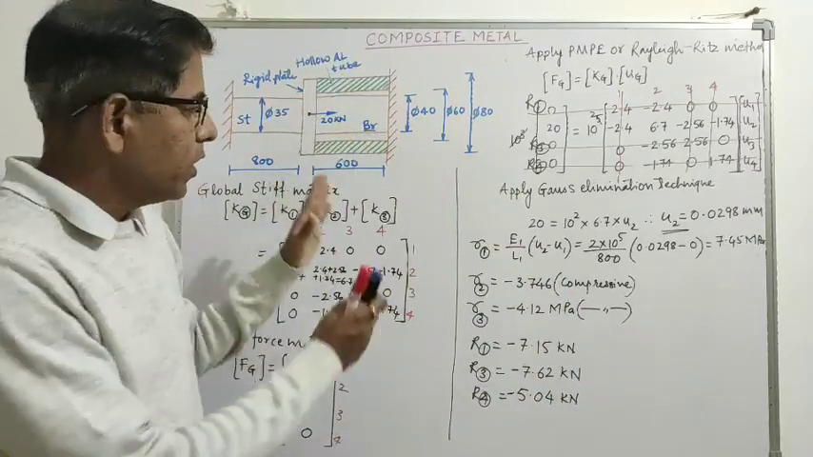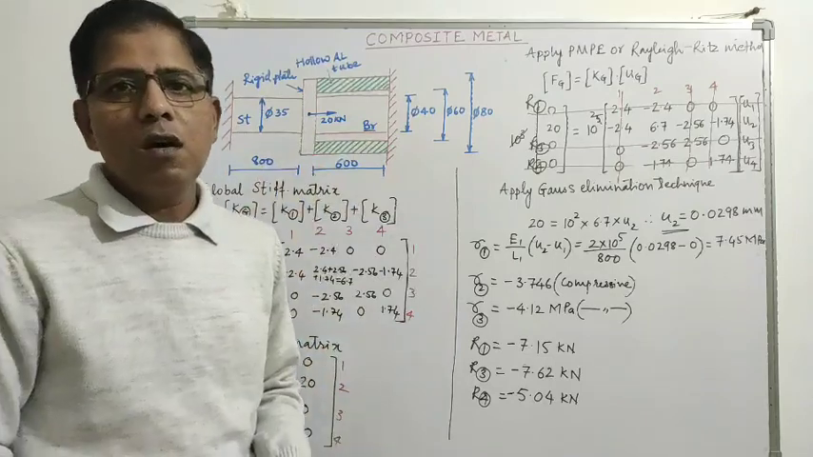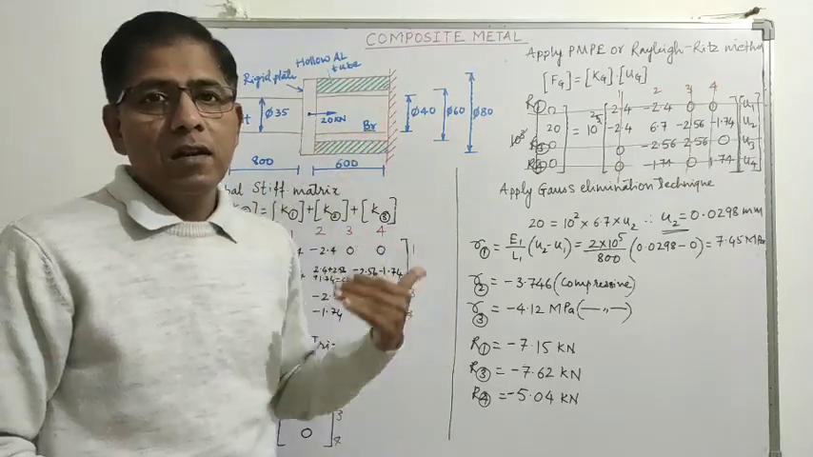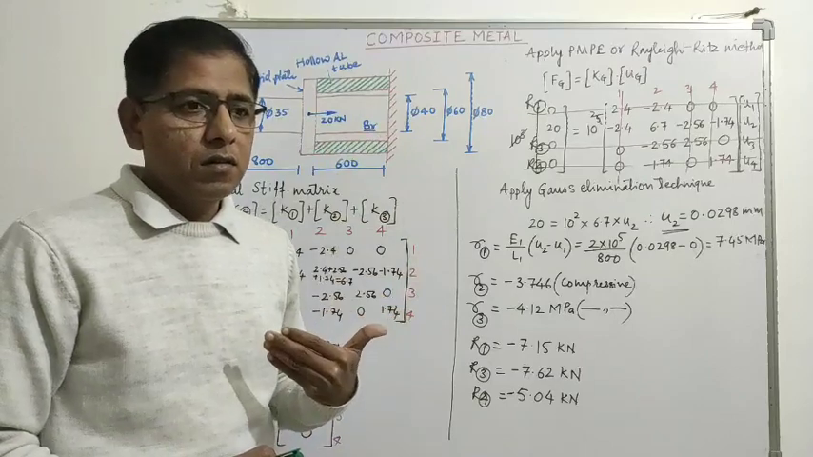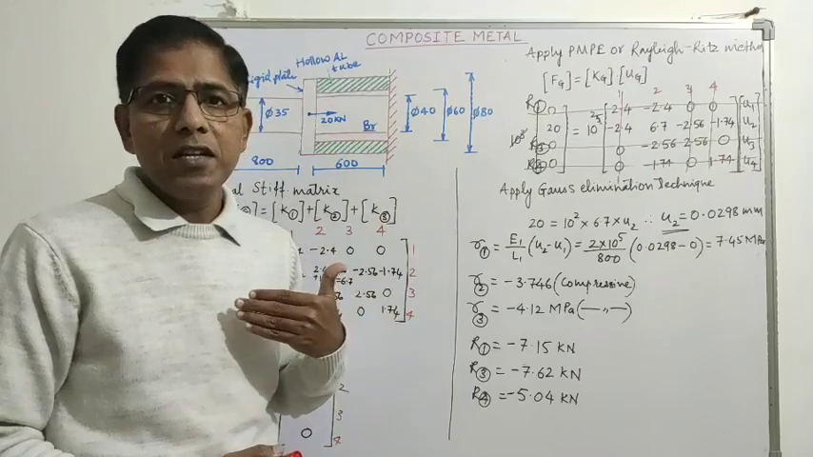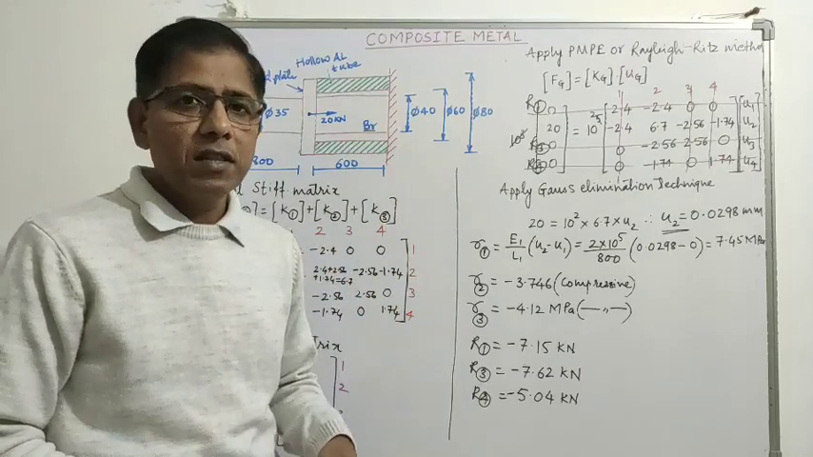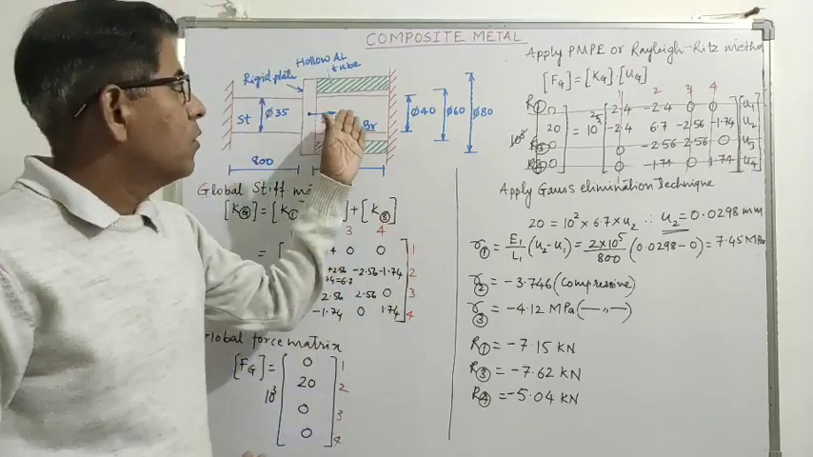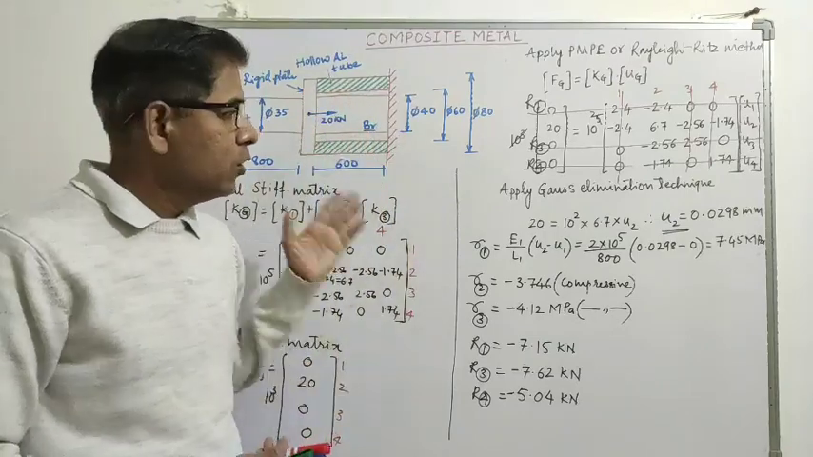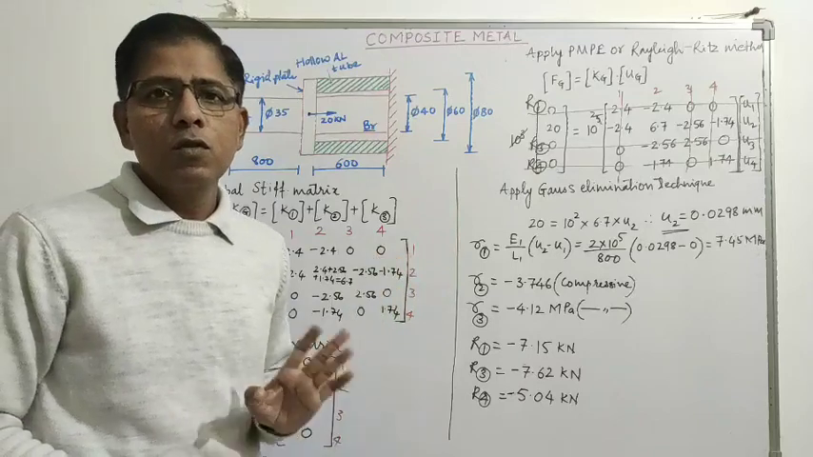Okay. So hope you understand the formulation of the composite metal where the materials are not arranged in series but they are arranged in parallel. So whenever a problem comes when the metals are arranged in parallel, this is how you have to solve the problem.